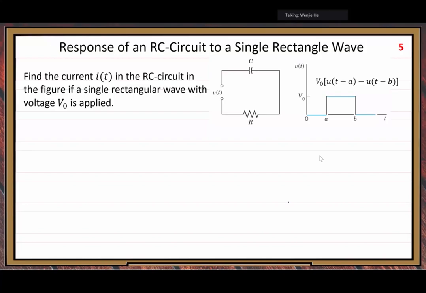So if we look at the interval between A and B, we only look at the value from the first term. So that's why you draw 1 times capital V0. What do you see here?